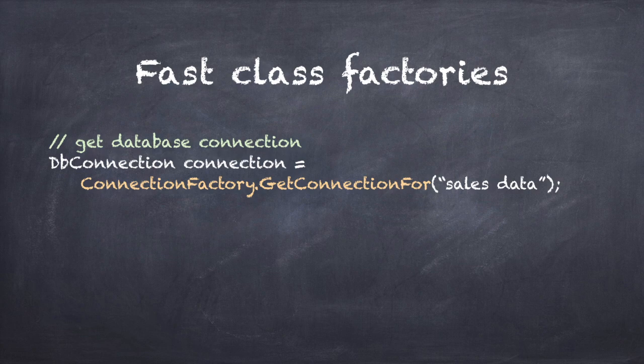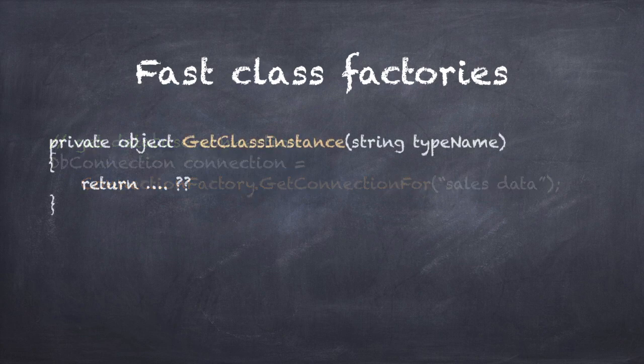If at a certain point the sales data migrates to a MySQL database, all we need to do is to update the configuration file. On the next data request, the class factory will read the modified configuration data and return a MySQL connection object instead. To build a class factory, you need to complete this fragment of code.